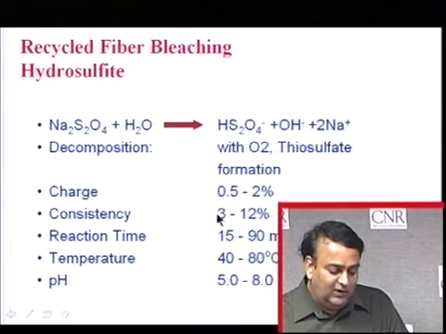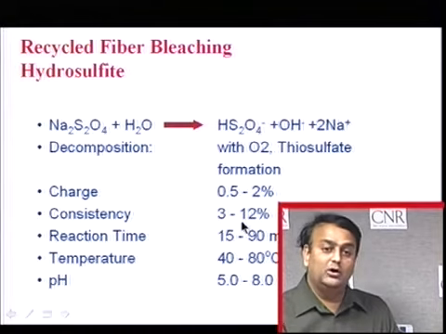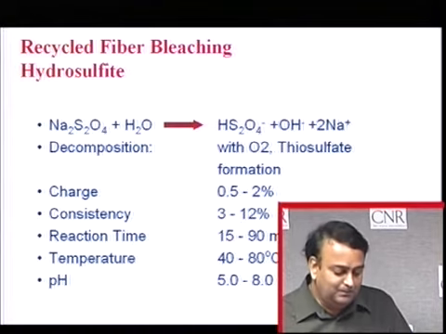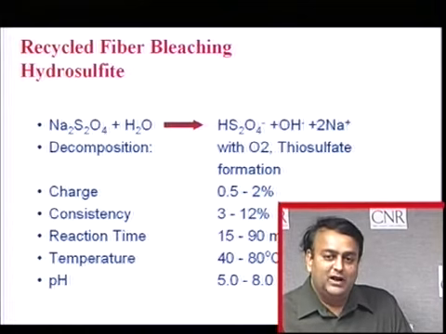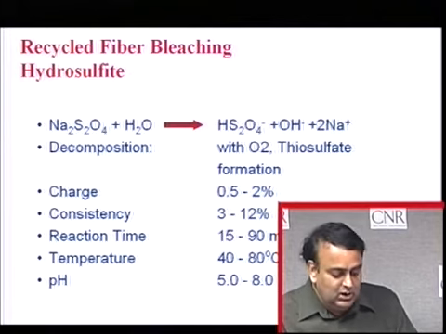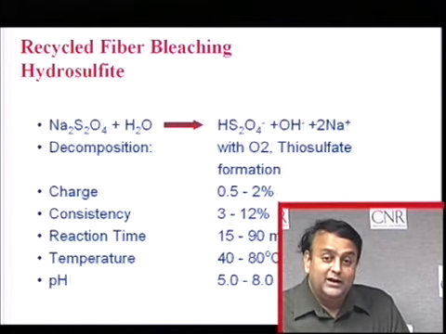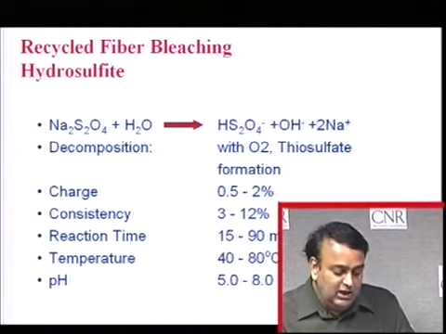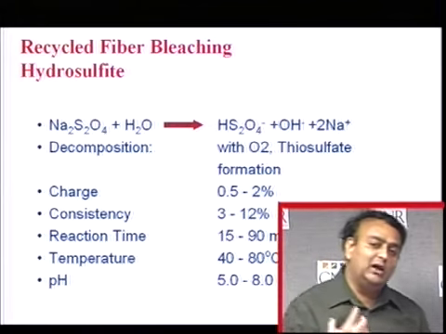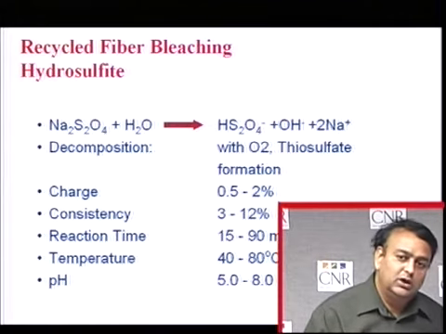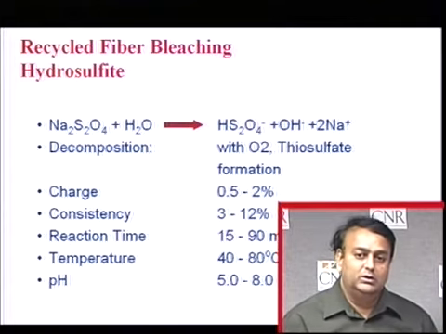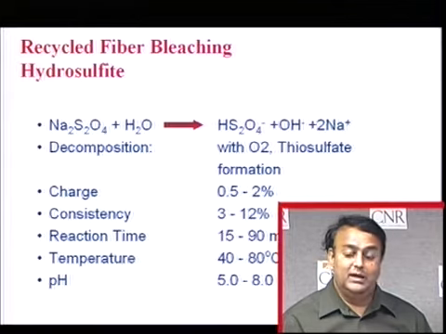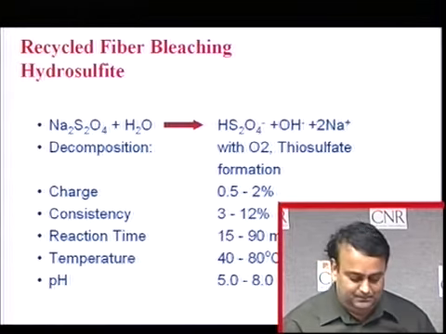Consistency of hydrosulfide bleaching: it works at low consistency to medium consistency. Reaction time is a very short time, 15 to 90 minutes. And temperature is 40 to 80 degrees centigrade. And the pH for virgin mechanical pulp bleaching is 5.5 to 6, but in the case of recycled fiber, the pH can be between 7 and 8. It works fine.